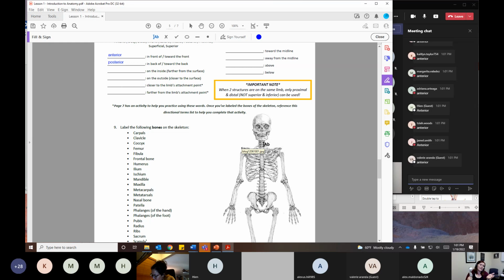But maybe the question doesn't say the sternum compared to the vertebrae. Maybe the question says the vertebrae compared to the sternum. Now I would say, oh, well, the vertebrae are behind, or the vertebrae are posterior to the sternum. So here's the deal with these directional term statements.